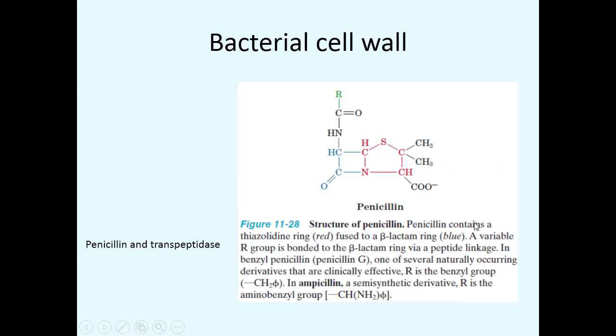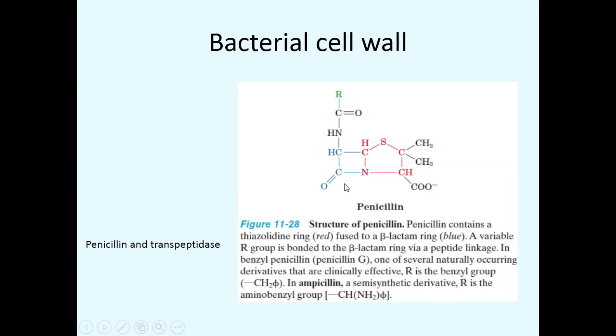Penicillin is an antibiotic which inhibits bacterial cell wall synthesis. This figure shows the structure of penicillin. It contains 2 fused rings. The 5-cornered ring shown in red color is thiazolidine ring. It is fused to a 4-cornered ring called beta-lactam ring, which is shown in blue color. This CO-N bond is important for the activity of this antibiotic.